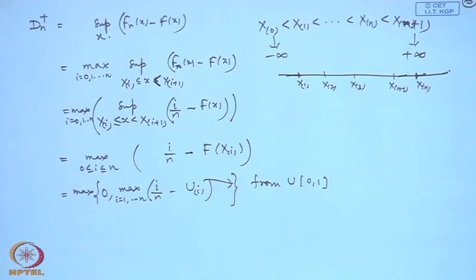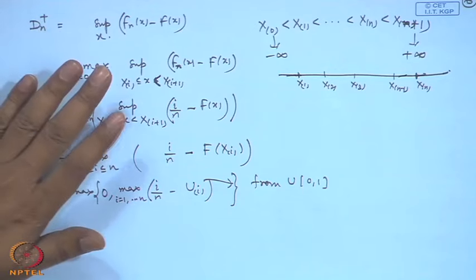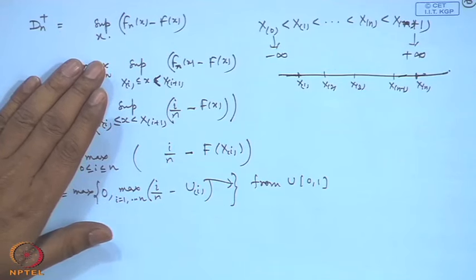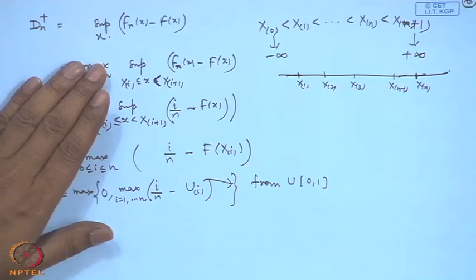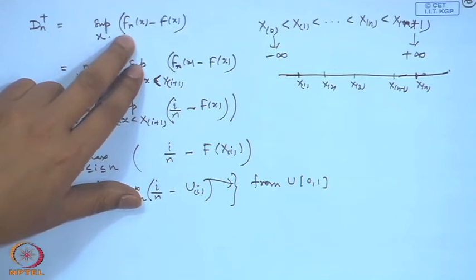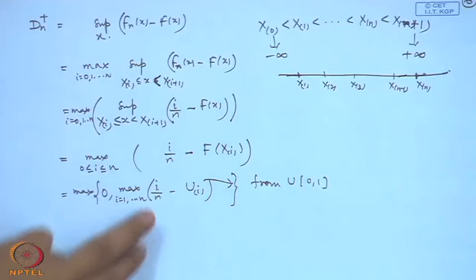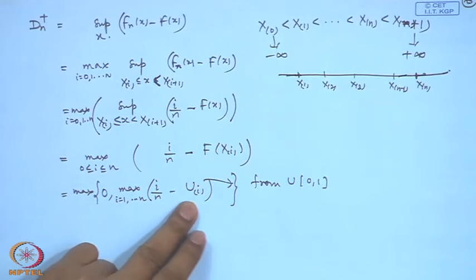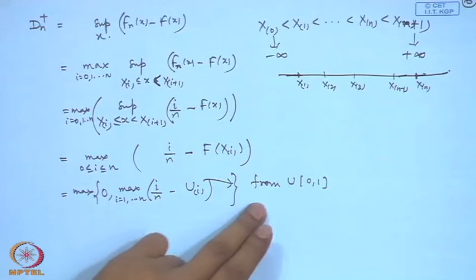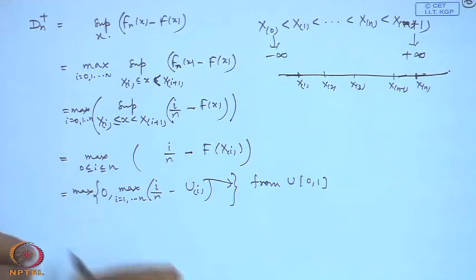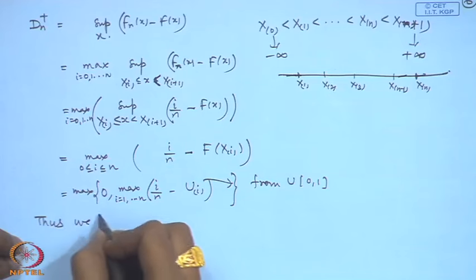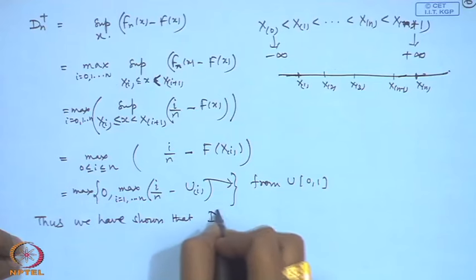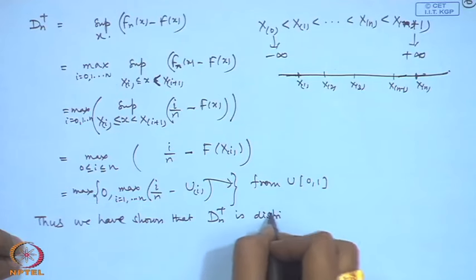Now, this is very interesting here. I started with some sample here. Based on that sample, I have considered the difference between F_n(x), that is the empirical distribution function, minus F(x). But this quantity, if you look at, has become free from the original distribution, because this is nothing but from the uniform 0,1. Thus, we have shown that D_n plus is distribution free.